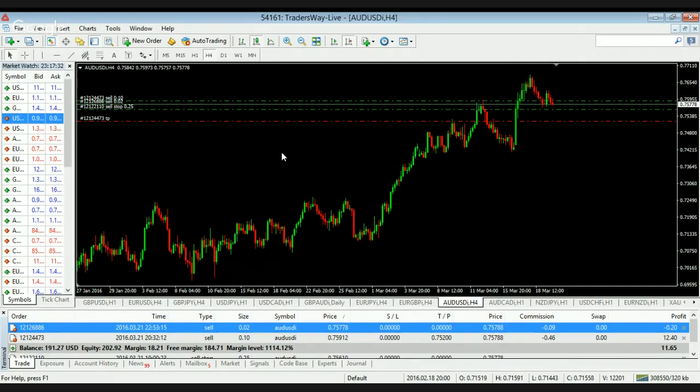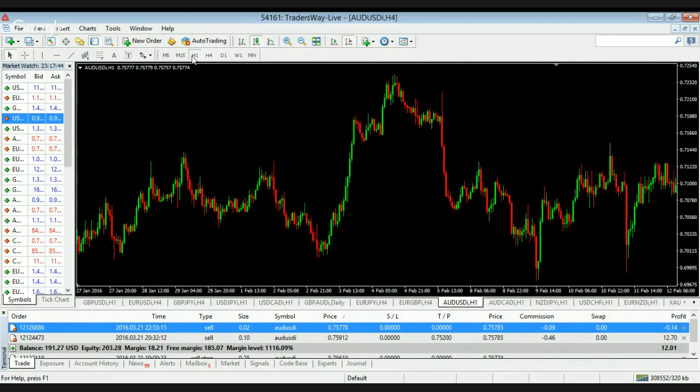Once again, what you want to look for is to place your support and resistance lines on the higher time frames. The reason being is if you place them on the smaller ones, they're going to break easily off the smaller time frame.